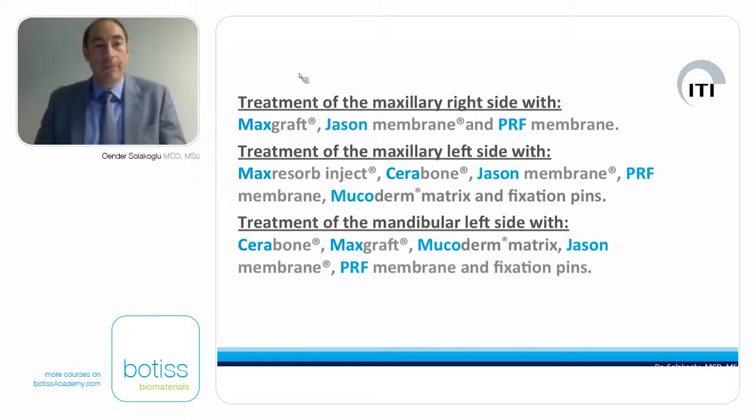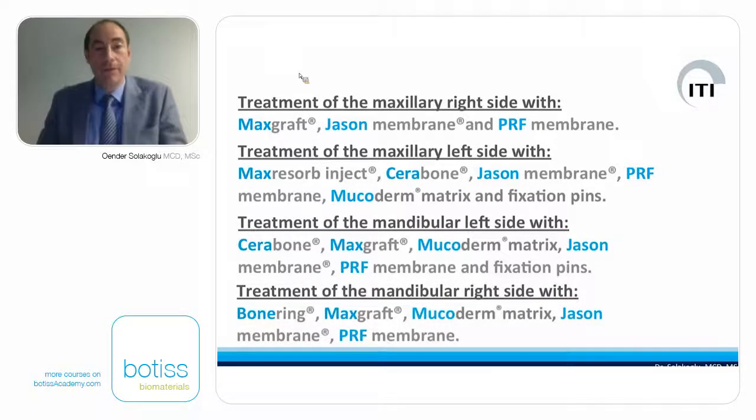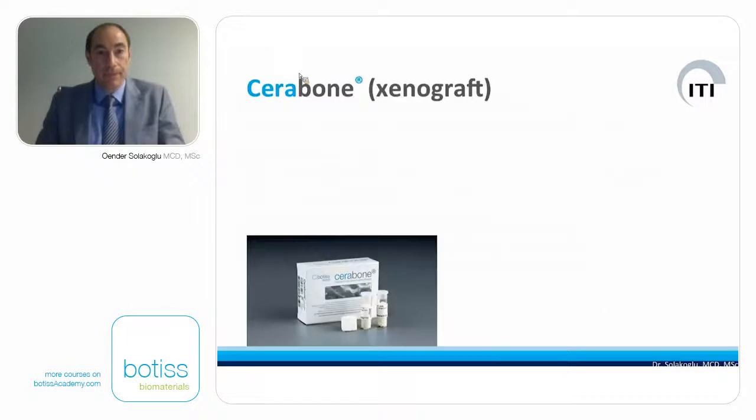The treatment of the mandibular left side was planned with the use of Cerabone, which is a xenograft, Max Graft as an allograft, Mucoderm matrix to increase the thickness of the tissues, a Jason membrane, a slowly resorbable collagen membrane, as well as the PRF fibrin membrane and fixation pins. The treatment of the mandibular right side was planned using the bone ring technique in combination with Max Graft, Mucoderm matrix, Jason membrane, and the PRF membrane. So this is a short overview of the different materials I will show you later on.